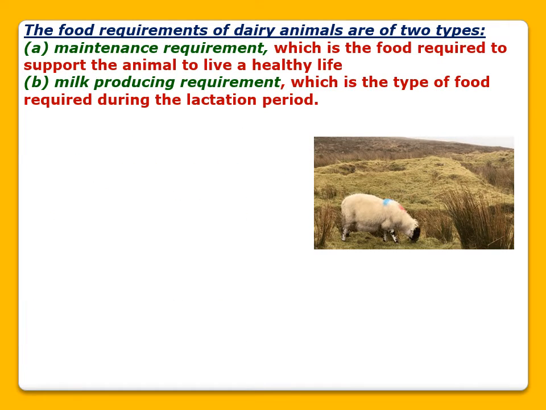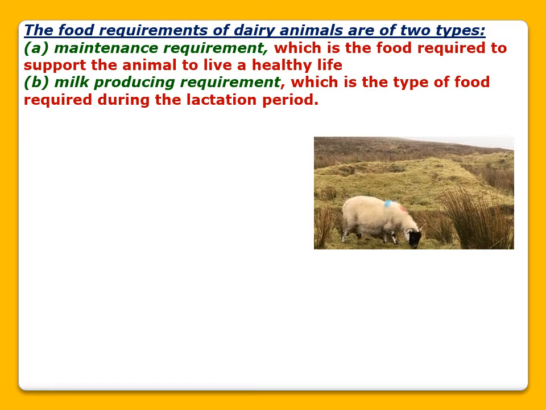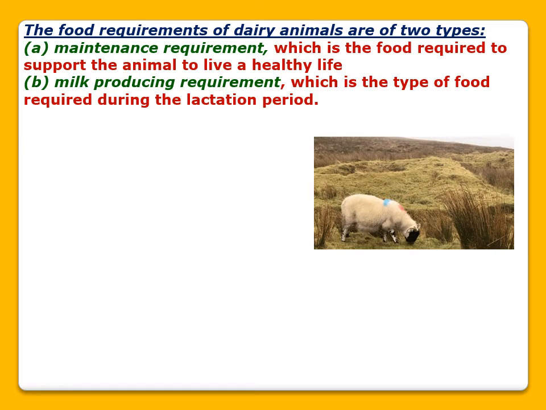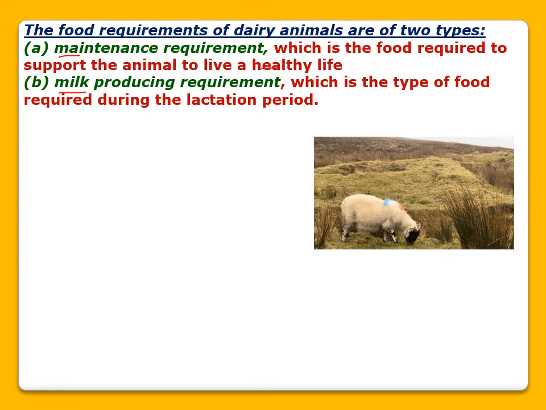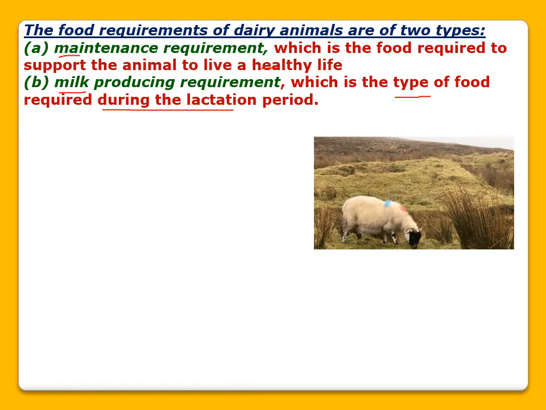The food requirement of dairy animals are of two types. Number one, maintenance requirement. Number two, milk producing requirement. Maintenance requirement means the food required to support the animal to live a healthy life. And milk producing requirement means the type of food required during the lactation period by the animal that is giving milk to us. Okay.